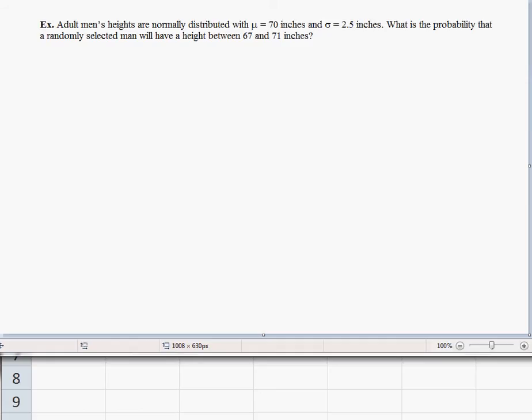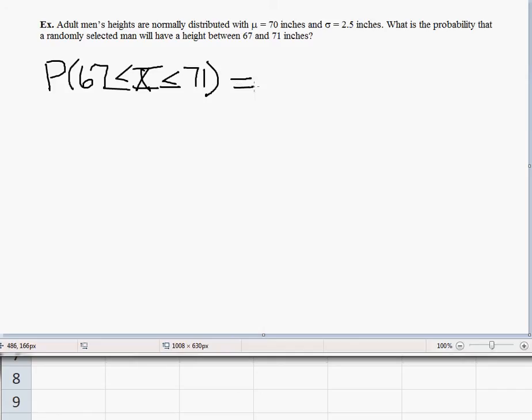To get started with this problem, the first thing that we need to do is basically to convert to standard units. So suppose I let x be the random variable in question. So I need to find the probability that 67 is less than or equal to x, which is less than or equal to 71.